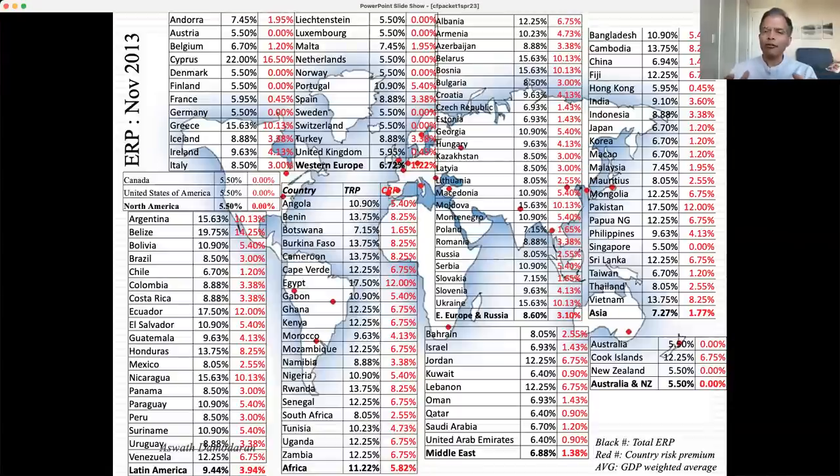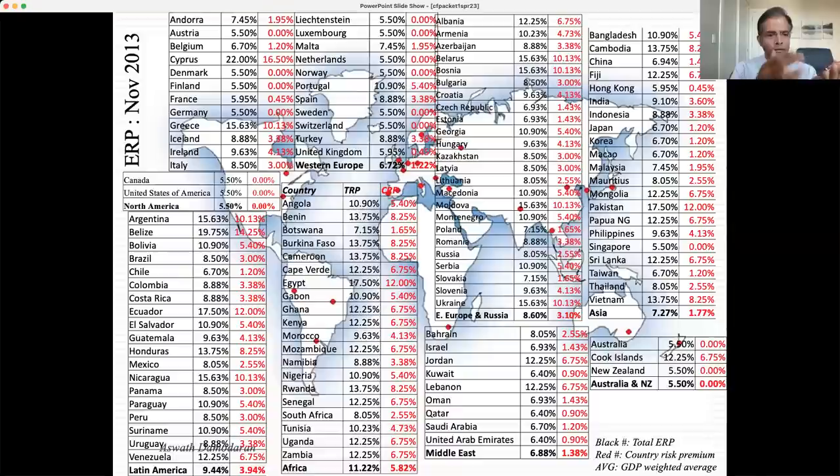These markets are called frontier markets for a reason. They're the riskiest parts of the world. Parts of the world that are so risky that people have thrown up their hands and said, we can't do anything. In November of 2013, I did not estimate equity risk premiums for those countries. In January 2023, I do, and I'll show you what I do. But this is the map of global risk as I saw it in November of 2013.